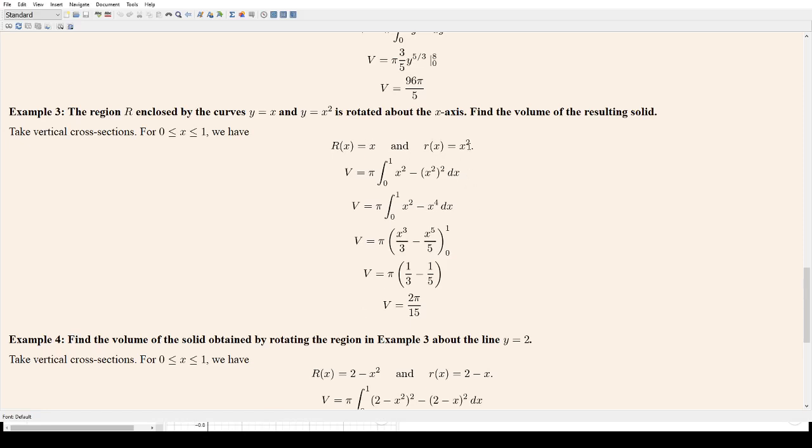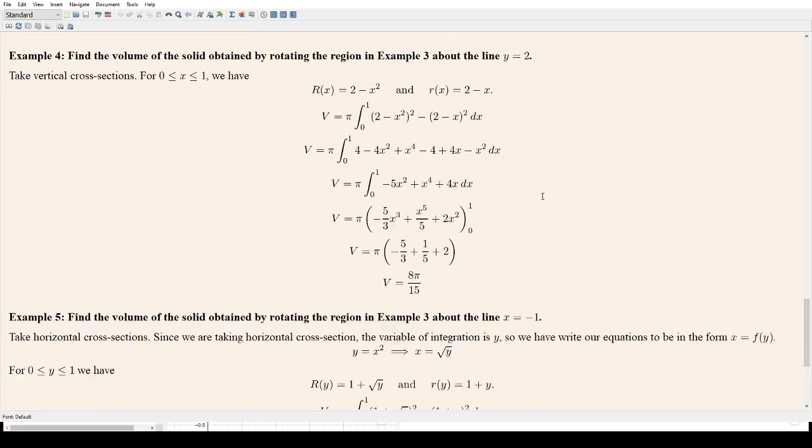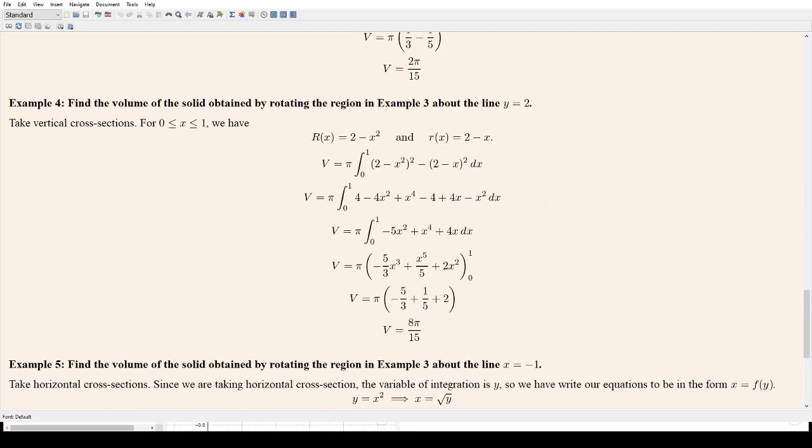So the outer radius is x, the inner radius is x squared. So then in the integral, we have big R squared minus little r squared. So don't forget that extra square that needs to go there. And then it just becomes another exercise in the power rule. Okay, next.